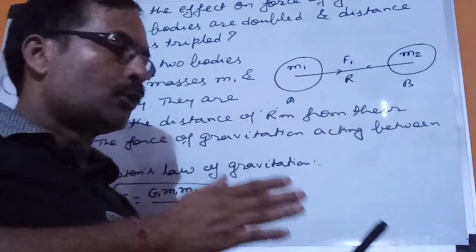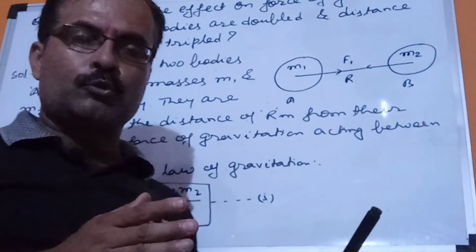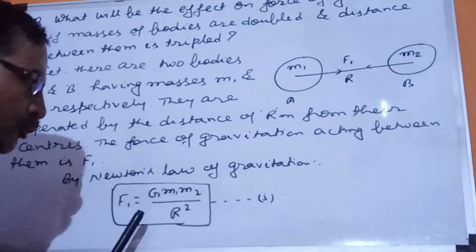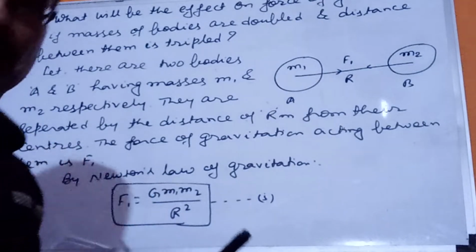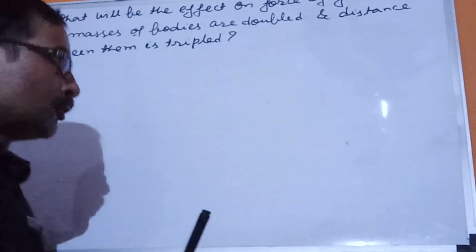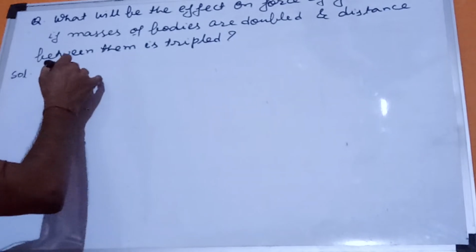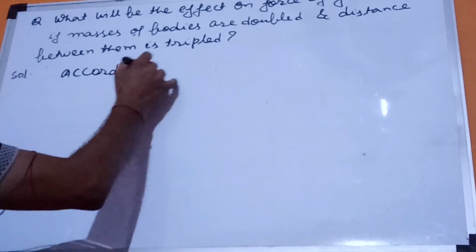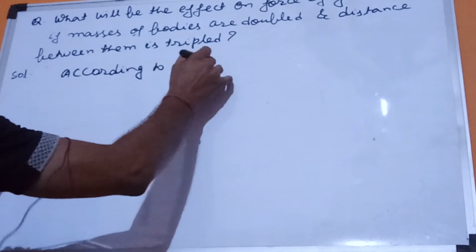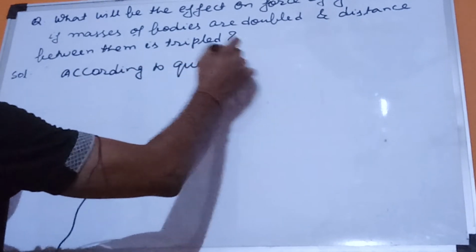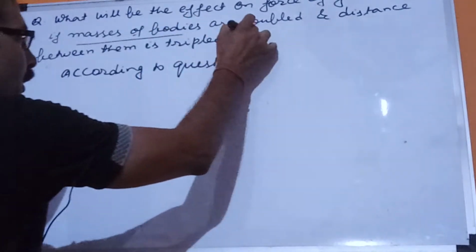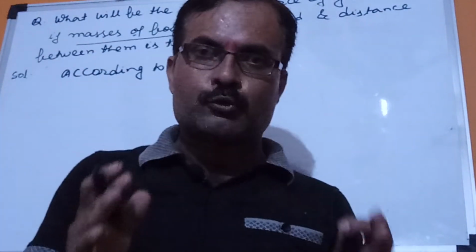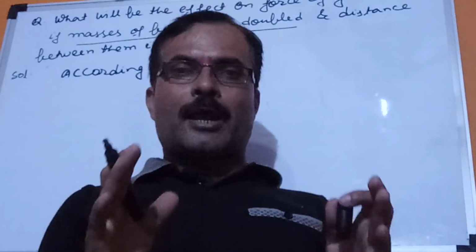Now let's come to the question. What is the question saying? Now I am going to derive another equation. According to the question, masses of bodies are doubled. Here I am going to focus on one thing for the students: you just see the language.